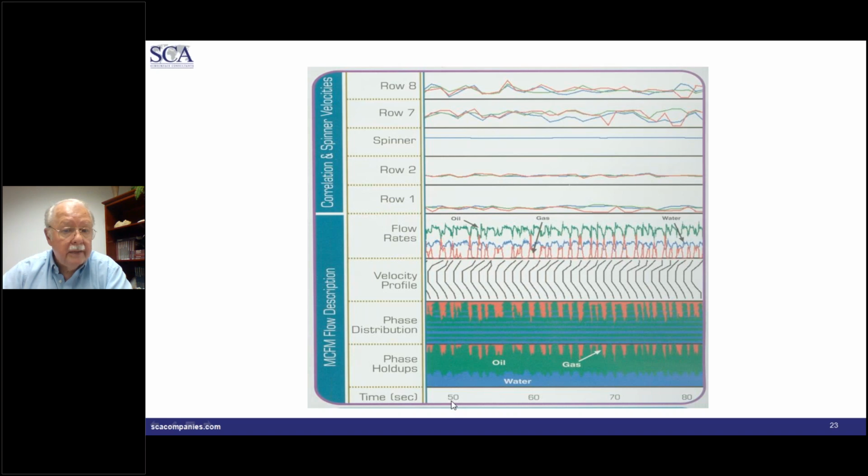And what we're looking at is a period of time from 50, 60, 70, 80 seconds. So we're looking at a 30-second period of time. If you were to do a hand calculation, the likelihood of getting something reasonably close to the average wouldn't be very good. You'd have to do a number of calculations in order to sum all of these and get an adequate average.